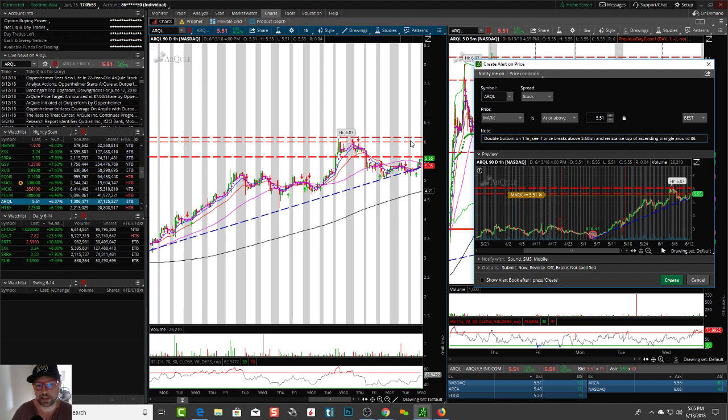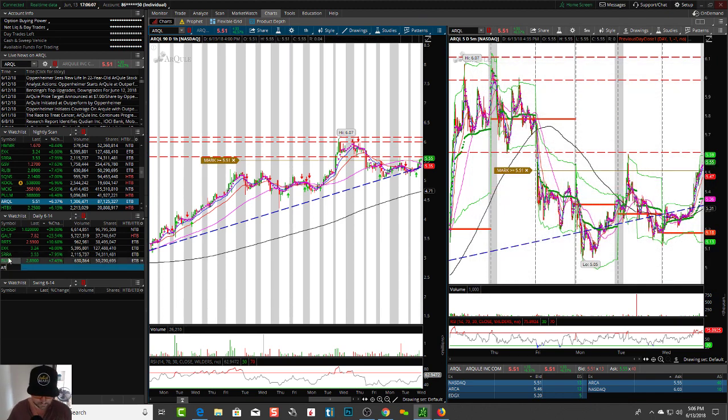Doesn't mean it's going to break out. This thing could trade sideways for a while and continue the ascending triangle pattern, or it may fail, right? Again, you've got to look at the patterns and the probabilities and set your proper risk management. ARQL.